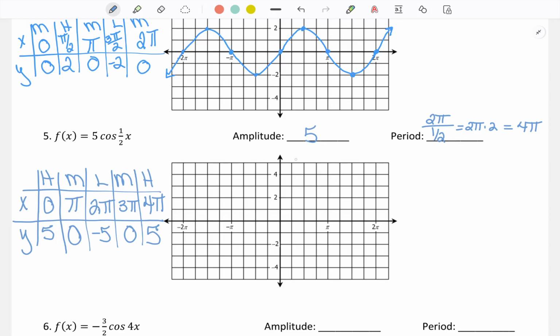So we will start at 5 for the high. We'll go 4 blocks over and be at 0, and then 4 blocks over and be at -5. So I can't even get a full period in on this side, so I'm still going to go over. So 4 blocks over and be at the middle, and then 4 blocks over I'll be down at -5. So we will go ahead and put in our curve.